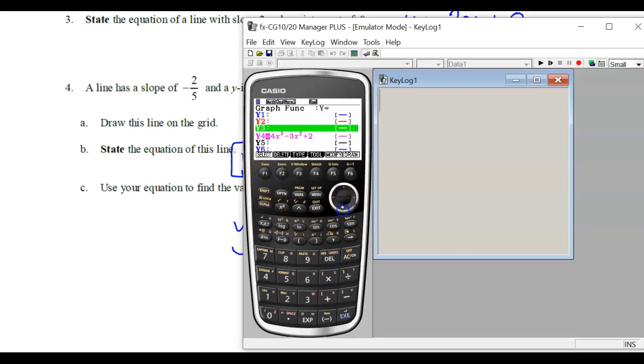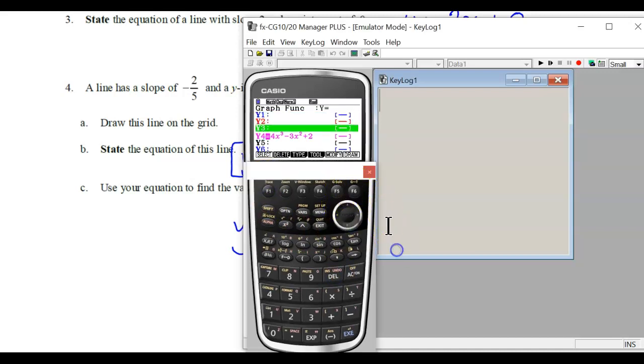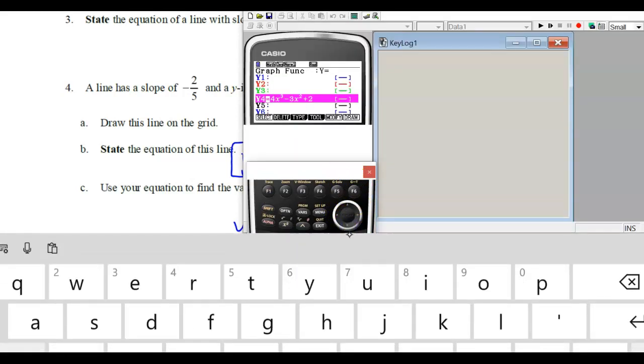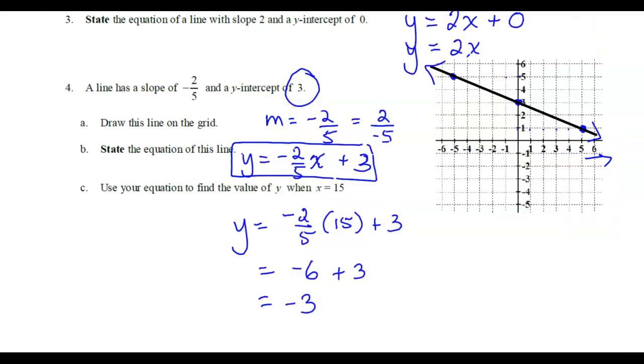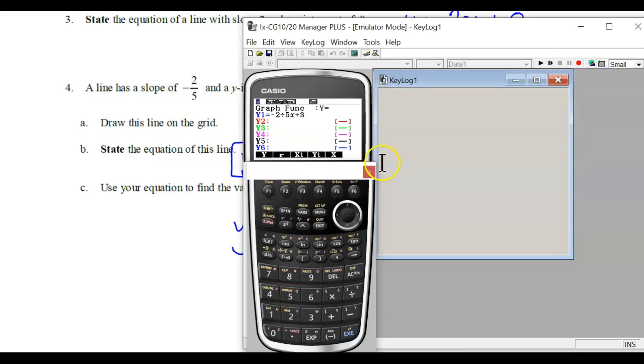Yeah, we're going to graph it and see if we get the same answer. Oh, what just happened? Just keep the same window. And that's why I want to do this, so you can see what happens. Okay, so what did we say? It was negative 2/5 x. No, we're just putting the x in. And what was the y-intercept? 3? Plus 3. Okay, so just going to refresh it.